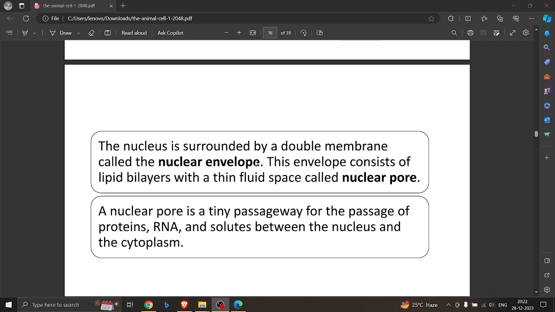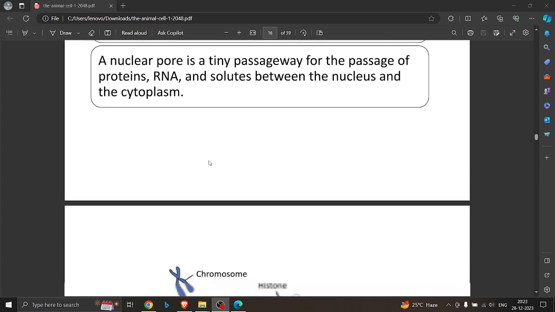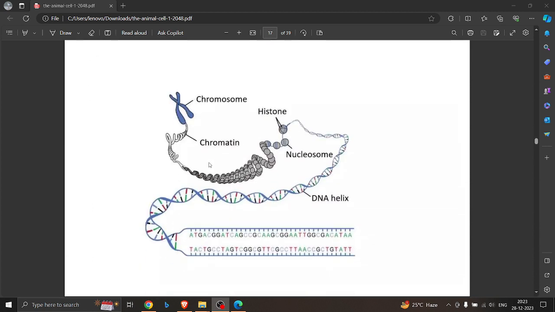The nucleus is surrounded by a double membrane called the nuclear envelope. This envelope consists of lipid bilayers with spaces called nuclear pores. The nuclear pore is a tiny passage through which the passage of proteins and RNA between the nucleus and the cytoplasm takes place. See here the diagram.